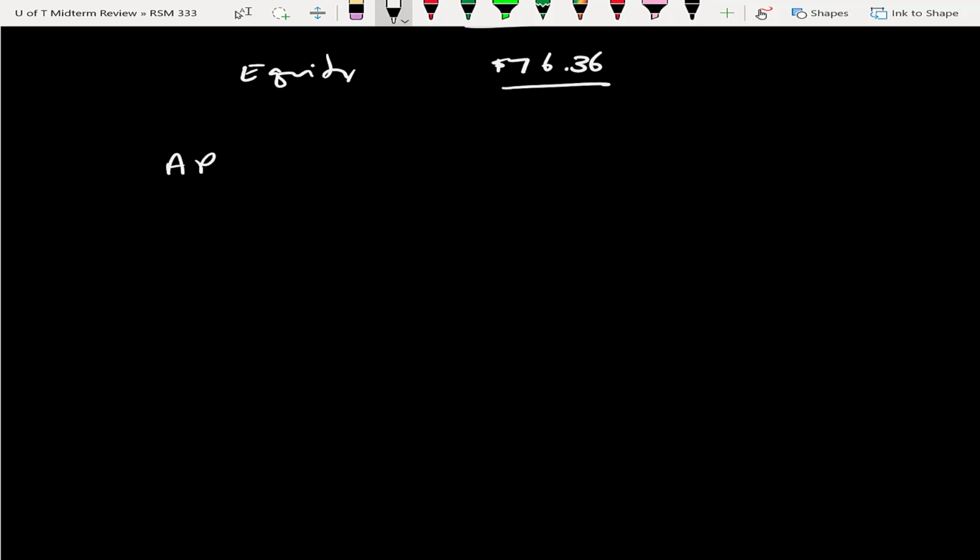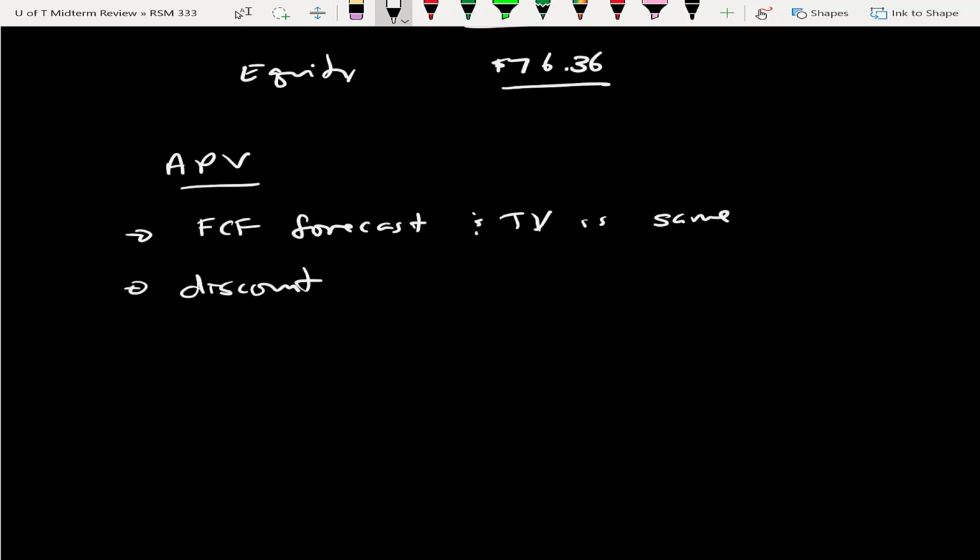For the APV approach, rather than rewrite the whole thing out, I'm going to tell you what you do conceptually. And then it's just a matter of taking the same present values. So the first thing we do that is different: the forecast is the same, and terminal value is the same as you did before. Okay. Now what's different is the discount rate is, I'll write KE, cost of equity.